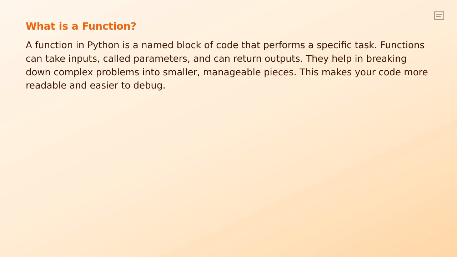This section covers what a function is. A function in Python is a named block of code that performs a specific task. Functions can take inputs called parameters and can return outputs. They help in breaking down complex problems into smaller, manageable pieces. This makes your code more readable and easier to debug.